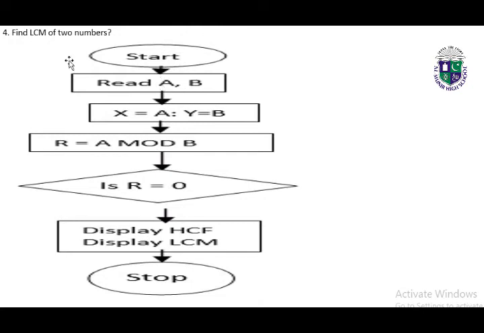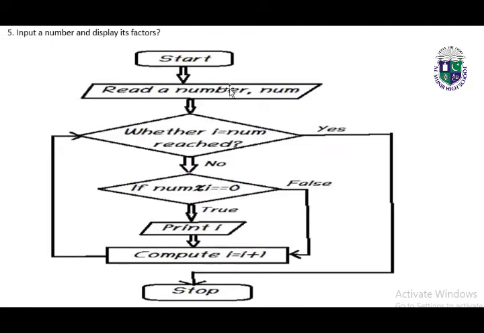Next, to find the LCM of two numbers, from here we will start our flow chart. Here we have the inputs A and B for processing. X, the value of X is A, Y is B. So here we have the formula to apply the LCM of any two numbers. So whenever we enter any two numbers, it will process here and it will display the LCM and HCF and then stop.